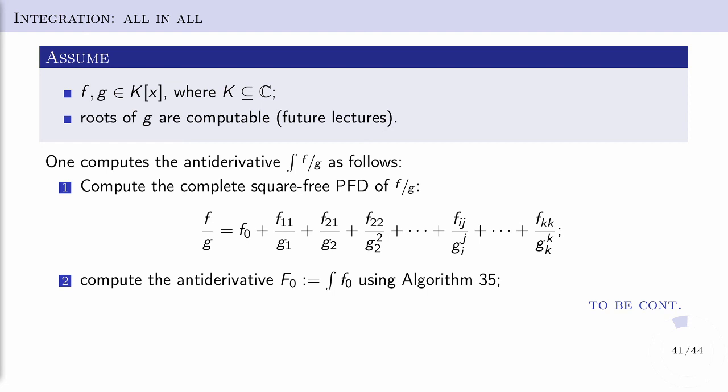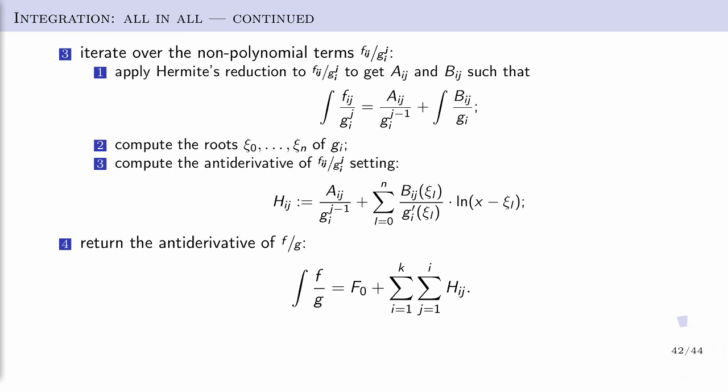And now for all these guys, we just loop over all these fractions, and for every fraction where the exponent is greater than 1, we apply Hermite reduction to get some rational function and an integral where the denominator is now a square-free polynomial.